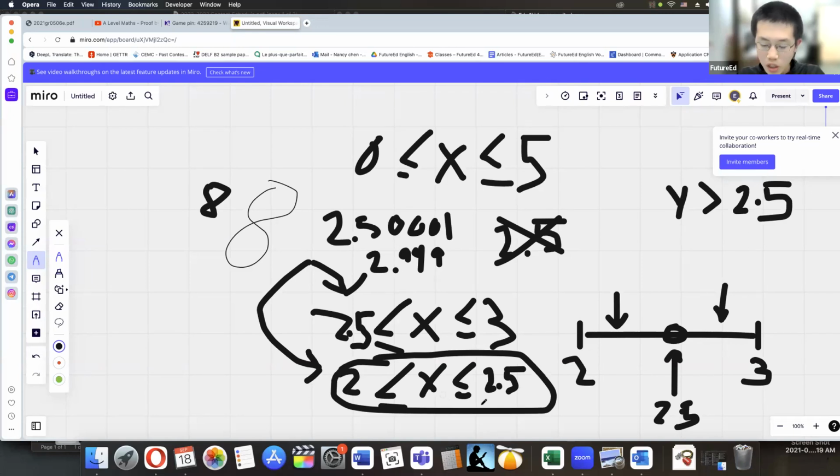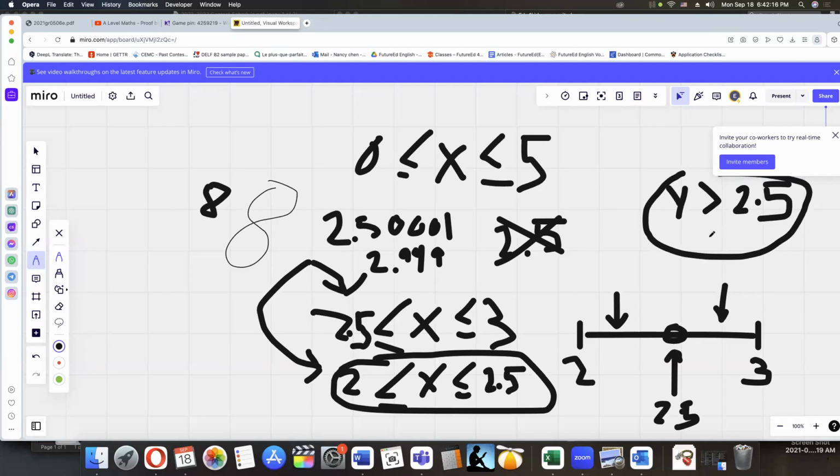Does y satisfy this condition? y is greater than 2.5, right? It could be 2 or greater. Well, this is our first case. We assume that y is greater than 2.5. This is case number 1.